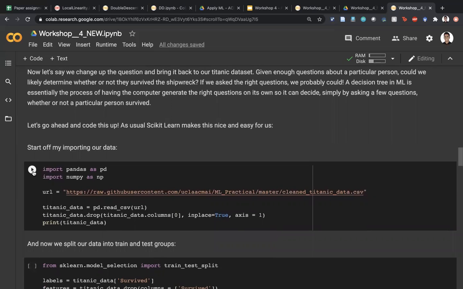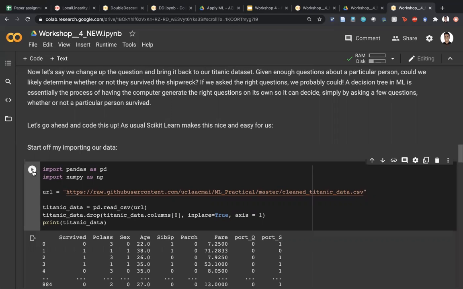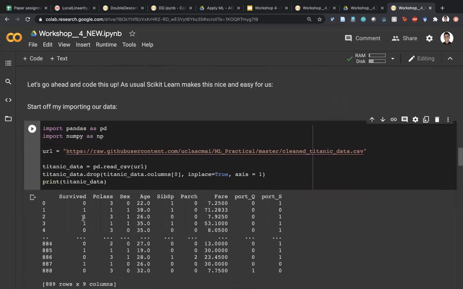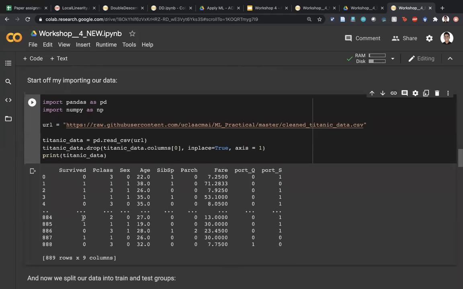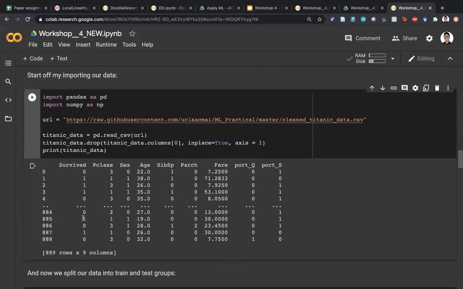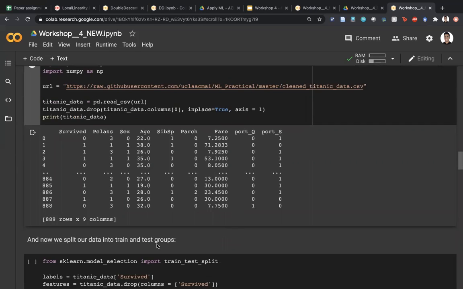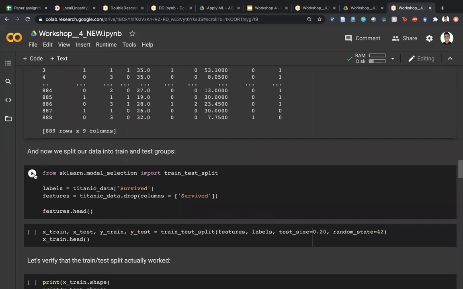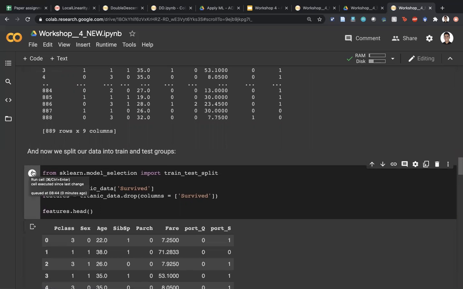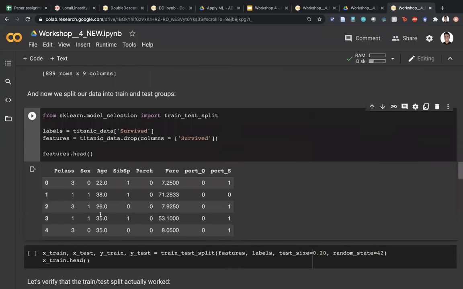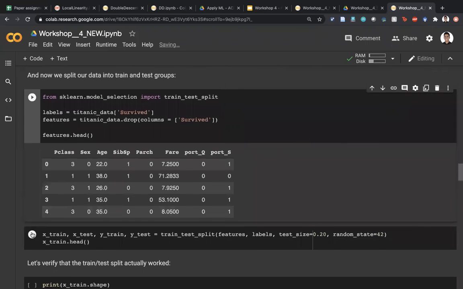So Varun has the code right here. We're just going to start off by importing our data. We made it nice and easy to avoid any of the headaches that we had in that second workshop. And as you can see, this is pretty much our standard data. Now we're going to split our data into the train and testing groups. So we have our labels and our features first, and then after that we get the train and test.